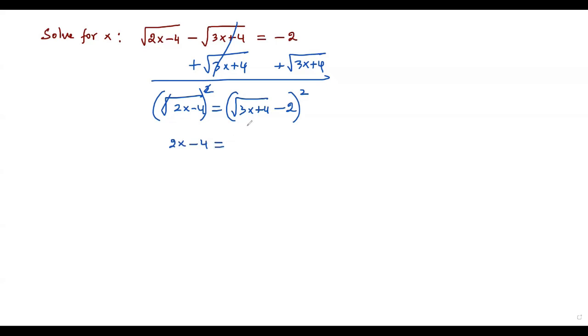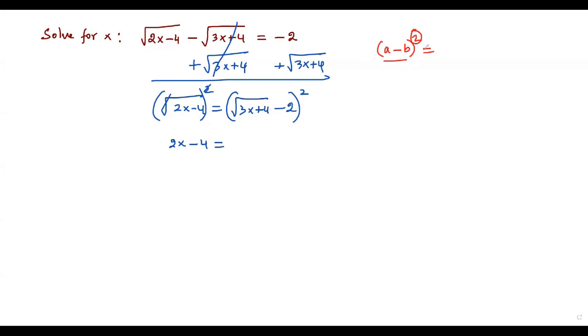But on the right side, we have the square of a binomial, because this is one term and this is another term, and the two terms are in subtraction. So I want to expand this one. To expand the square of a binomial, I can use the algebraic identity (a - b) the whole square.